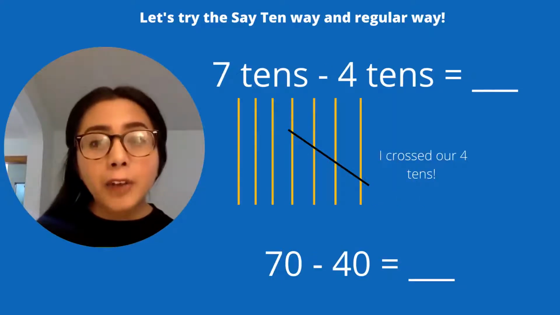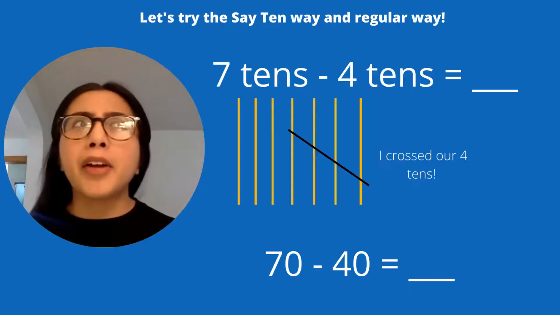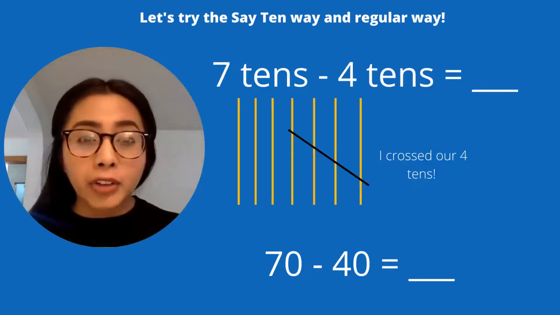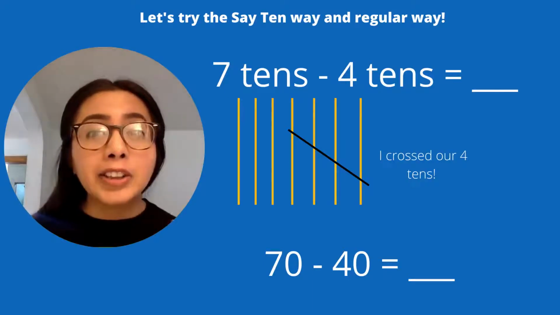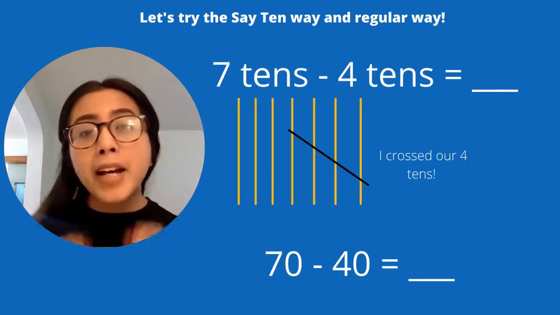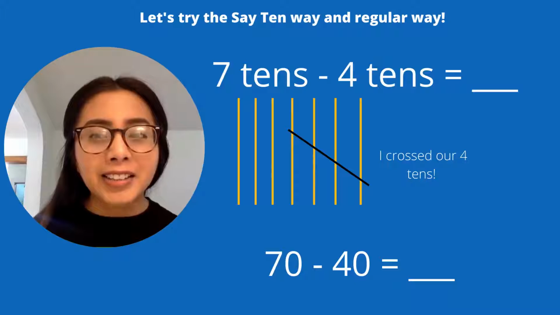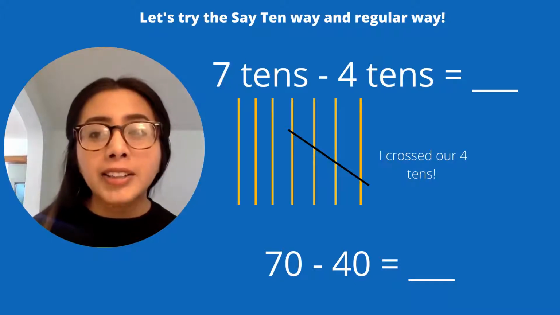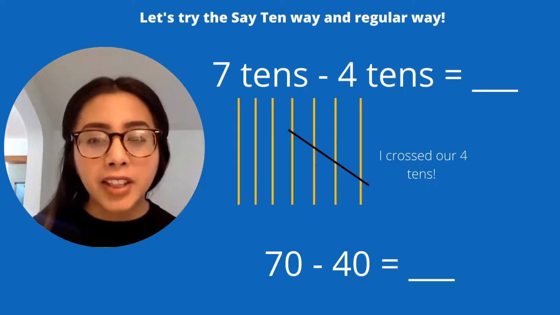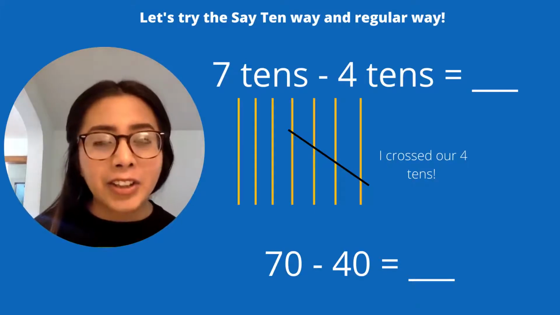Now let's solve 7 tens minus 4 tens. If I just think about this number sentence, 7 minus 4, without thinking about the tens, it can make it easier to solve this number sentence. So if I have 7 minus 4, my answer is 3. 3 tens. And you can see on the screen, I crossed out 4 tens, and I see 3 tens that are left.